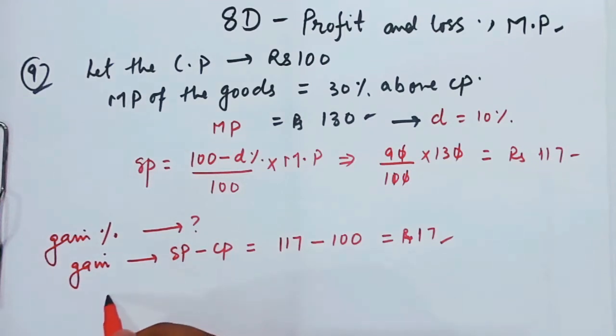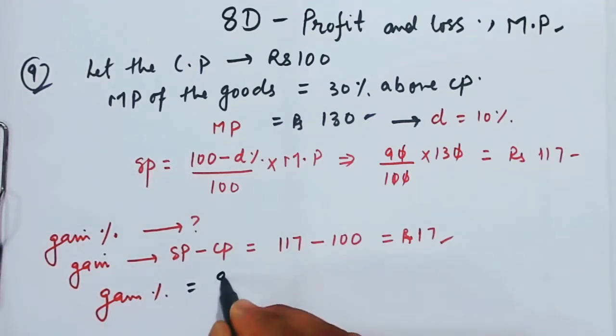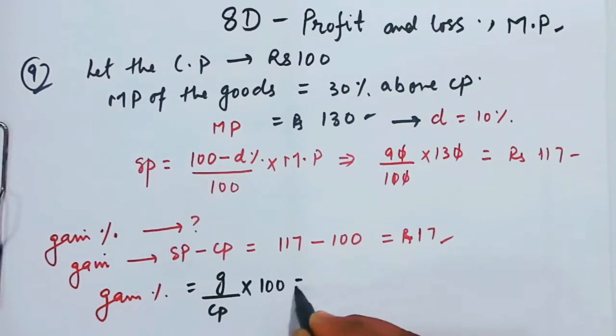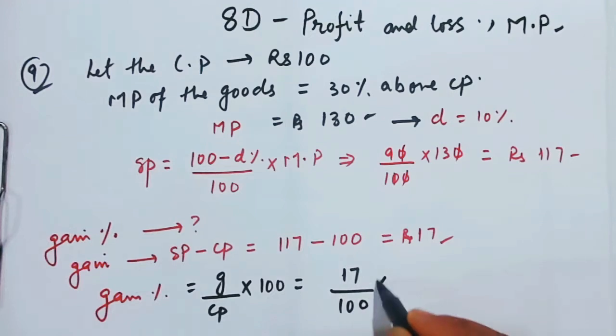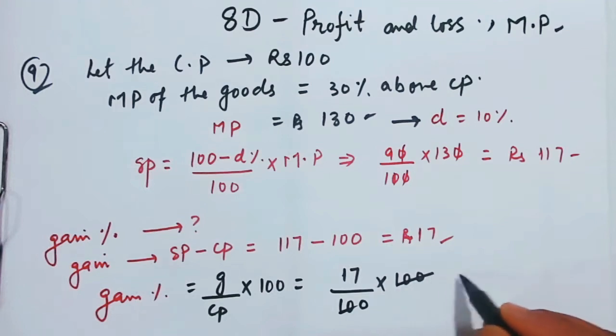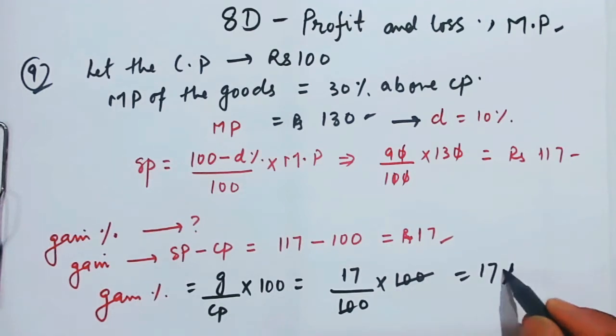So what is the gain percent? Gain by CP into 100. Once again, gain by CP into 100. Gain is 17 by CP into 100. You can directly write 17% also. Why? Because the amount on which you are calculating is 100, so you can directly write 17%. No need to go for this particular formula.